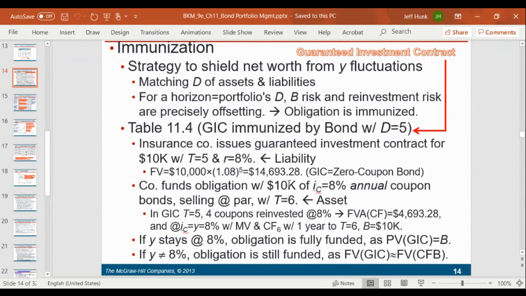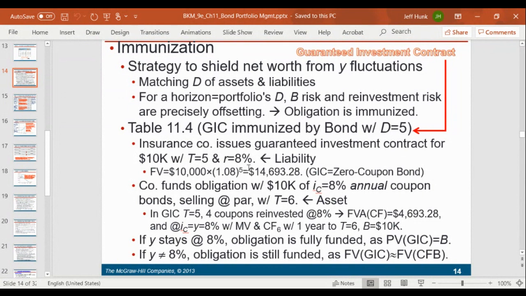A GIC for $10,000 with a 5-year maturity at an 8% interest rate. This is not a bond, so not a coupon rate, but an interest rate.